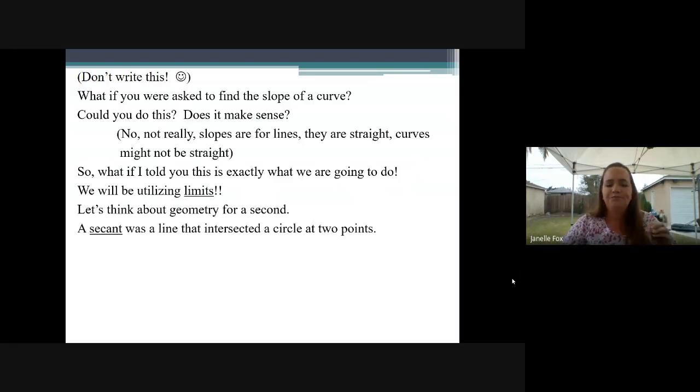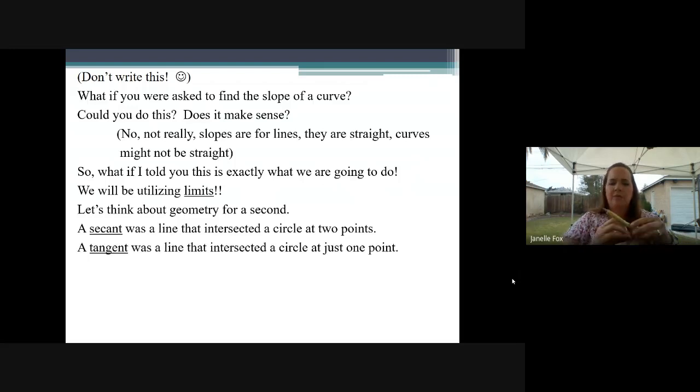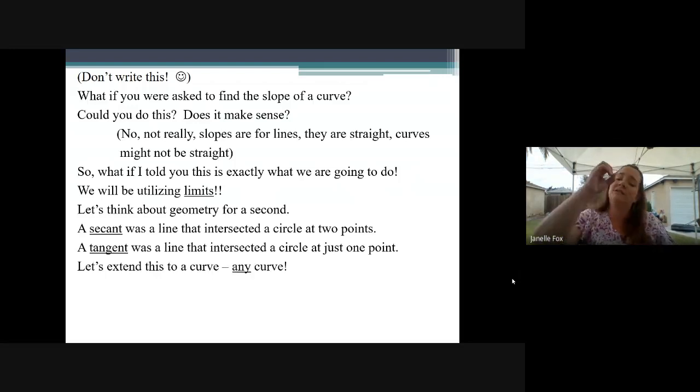A secant was a line that intersected a circle at 2 points. If you had a circle, the line intersects the circle at 2 points. I don't know if you can see that or not. A tangent, however, was when we had a circle, but the line intersected it at just 1 point. What's going to happen is we're going to take something that's a secant and try to turn it into a tangent. And instead of it being specifically a circle, it's going to be for, quote, any kind of curve. I know, so fun.